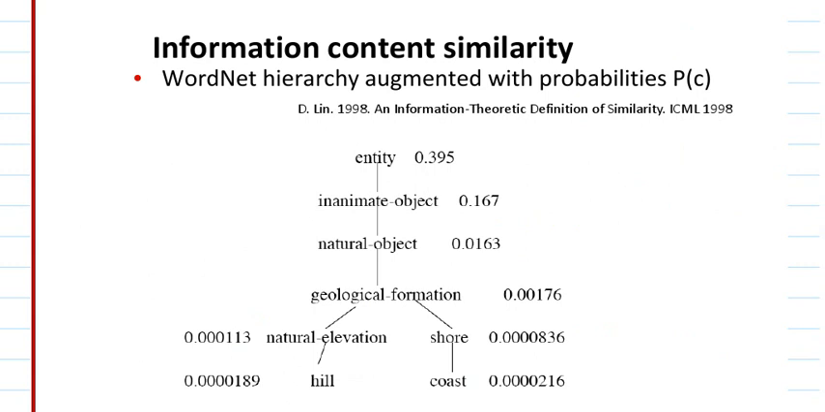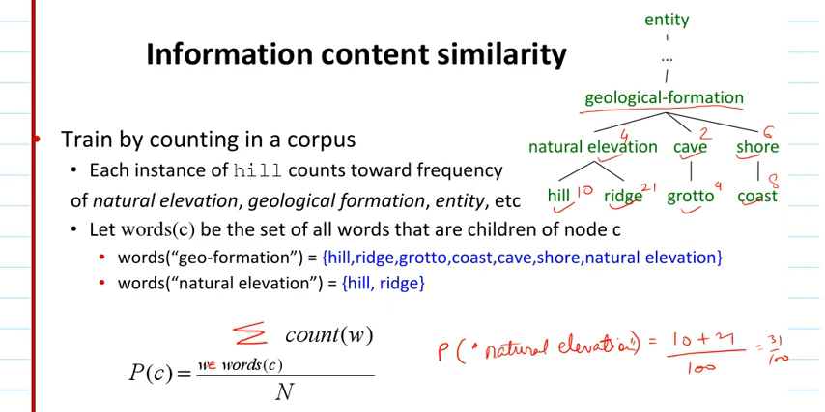You can see that the probabilities of all these concepts have been calculated here. Entity has the probability of 0.395, and there may be some other concepts present above entity also, which may have probabilities higher than entity. We see that as we move from the leaf towards the root, the probability increases, because the total count of words is also increasing.